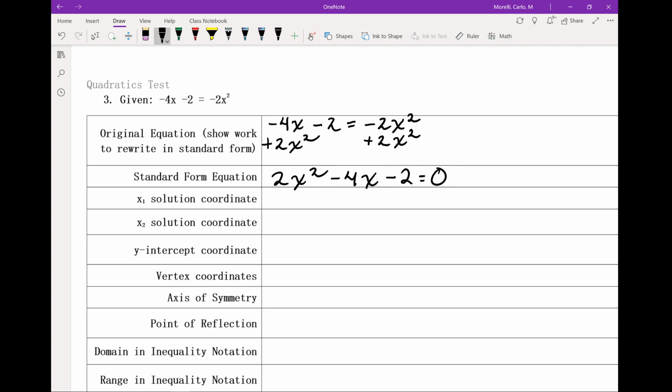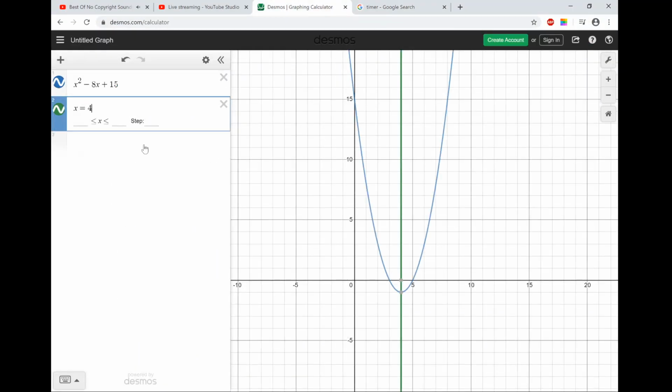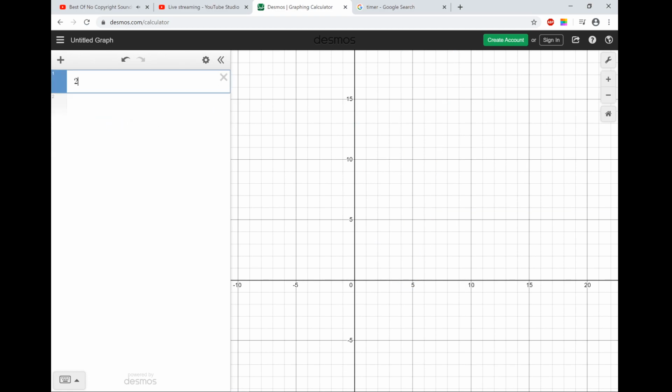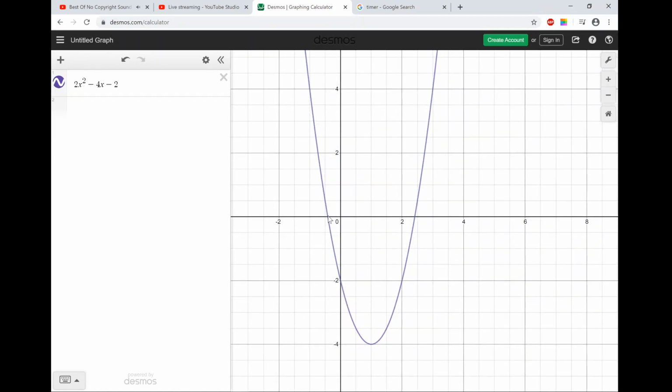All right, here we go. We're on number 3. Oh yeah, sir, I sent you a request. Gosh darn it, I need to find it. Let's do this, okay? We're going to put it into Desmos now. 2x squared minus 4x minus 2 equals 0. 2x squared minus 4x minus 2. There we go.